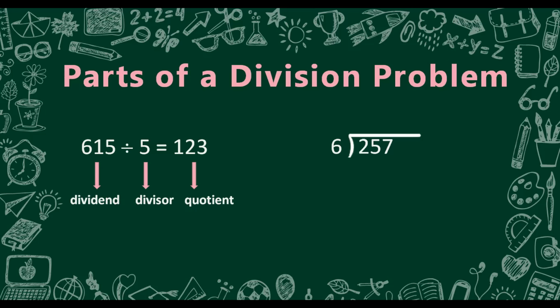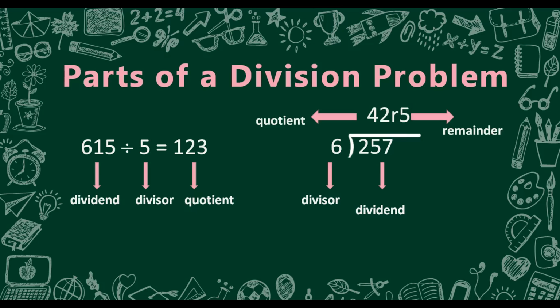Here is how long division is represented. In this case, 257 is our dividend, 6 is our divisor, 42 is our quotient, and for this example, 5 is our remainder, or the number which is left over in a division problem.